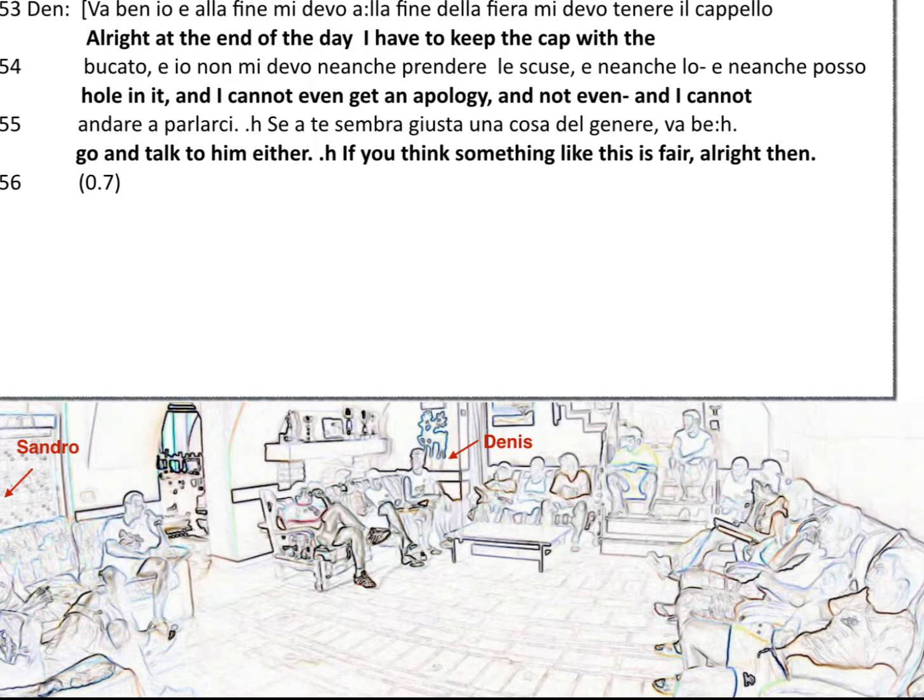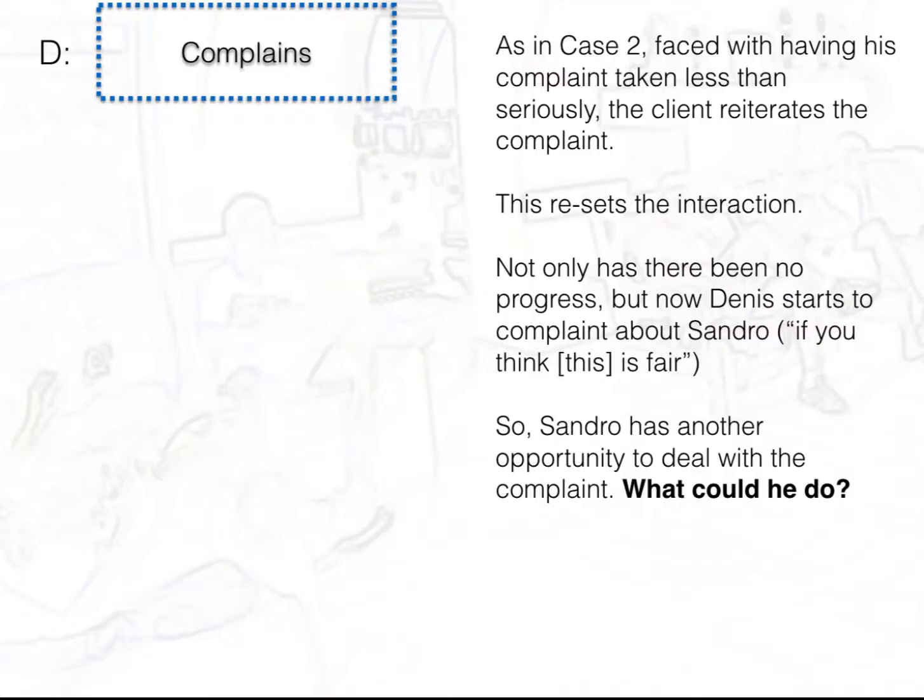I take it that Dennis is doing the residential program, so he can't get out. I think the other person might have been somebody who was visiting. Sometimes they have clients doing semi-residential, so they come in on certain days. But I don't know for certain. But he can talk to this person anyway. And if you think this is fair, all right then. So we have one. But he's doing more than one thing. But one thing he's doing, he's starting to complain about the staff member.